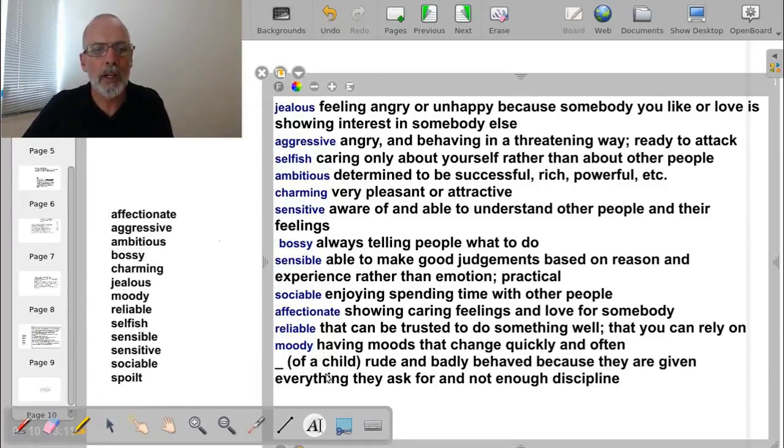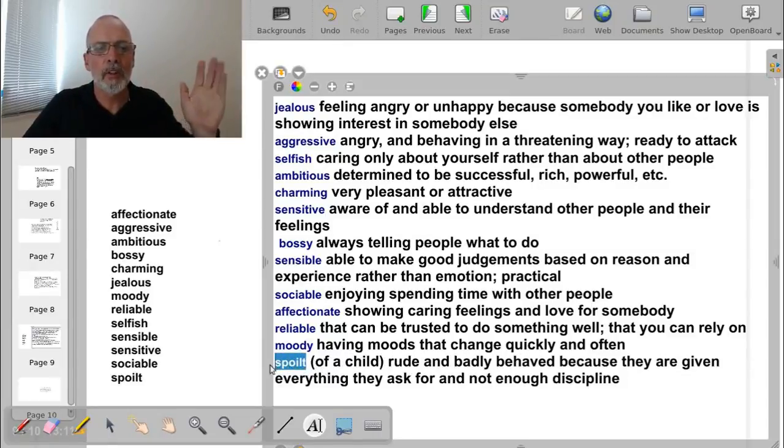If you give a child everything, and the child wants an ice cream, you give him or her an ice cream. The child wants a toy, you give it the toy. The child wants sweets, you give the child sweets or candies in American English. We call it spoilt. And just about time to finish.